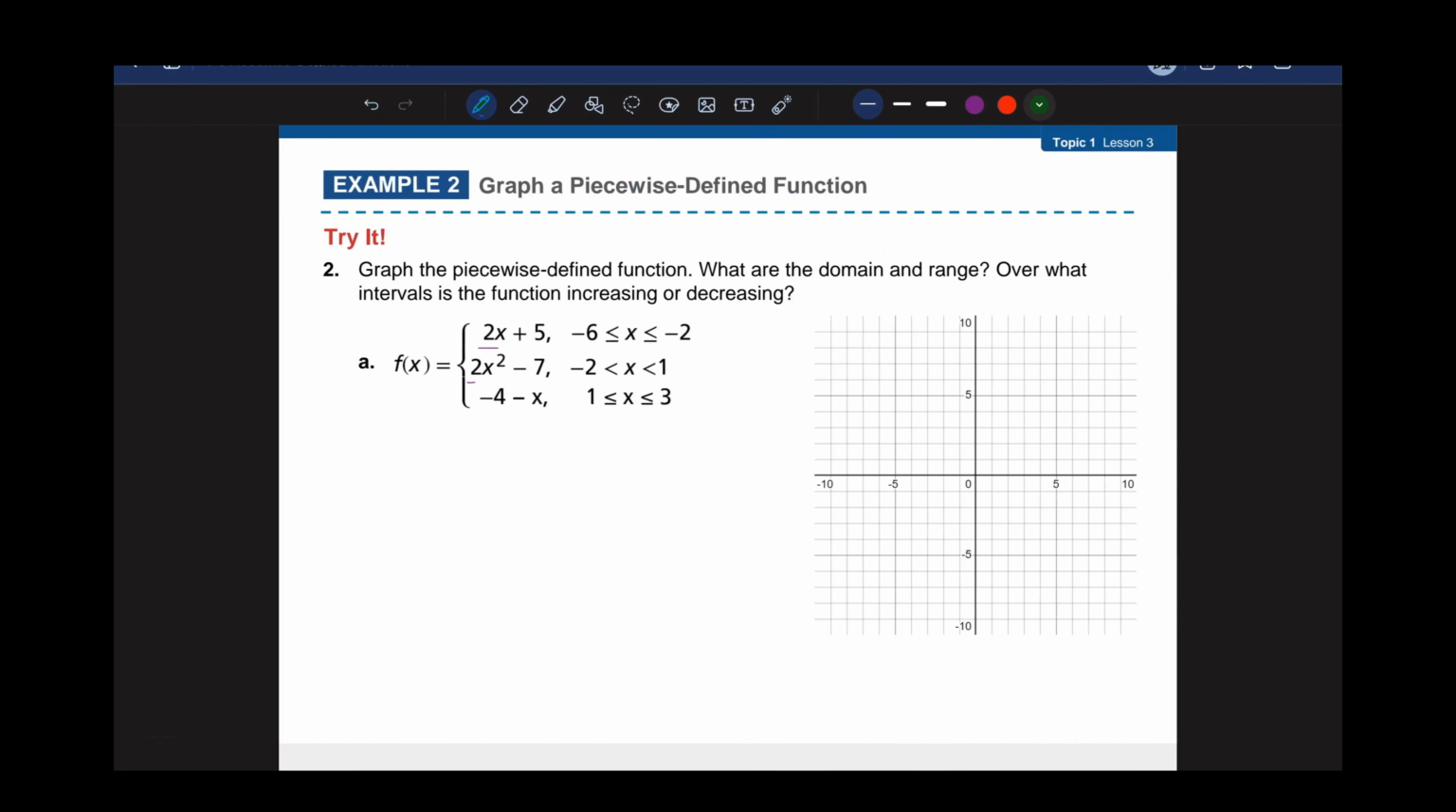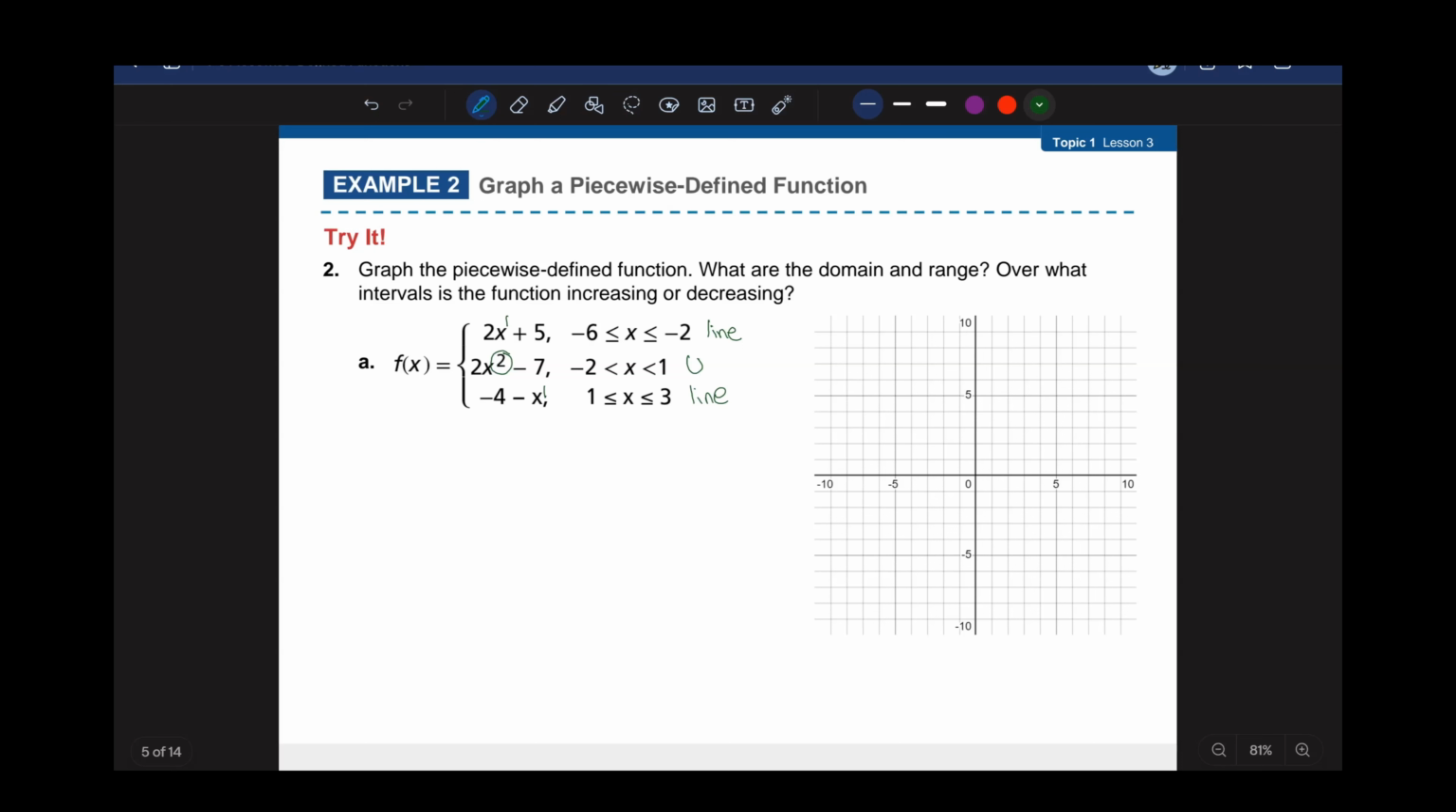Okay, so we're taking a look now at another piecewise function. Okay, this one is linear. We have a power of 1, so this is a line. This one is also a line. This one has a power of 2, so that's quadratic. It's a U shape. And again, you can look up some parent functions to know if you're getting them right or not.